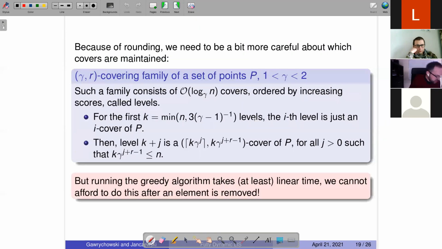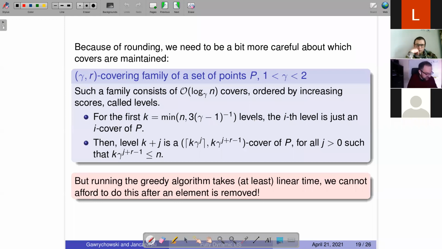Okay, so what covers you are maintaining is slightly more annoying because of rounding issues. So you need to maintain whether to round up or down. Like 1 plus epsilon to the k could be a very small number between 1 and 2, so there are rounding issues when you try to do the calculations. So the first few levels are just exact covers, like 1 cover, 2 cover, 3 cover. So if the answer is small, you will know the answer exactly. The approximation kicks in only later.